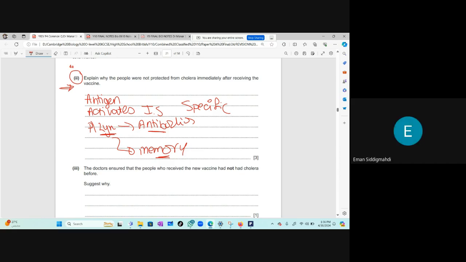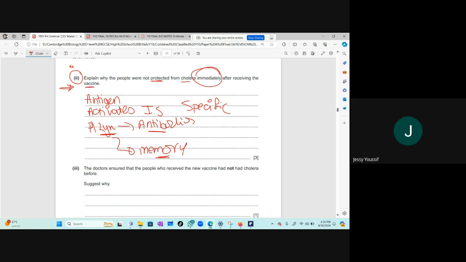No, it takes a shorter time. Yes, very good. So this will give you lifelong immunity. But is it immediate protection, or is this protection not immediate? Not immediate. Now let's go back to the question. Explain why people were not protected from cholera immediately after receiving the vaccine.